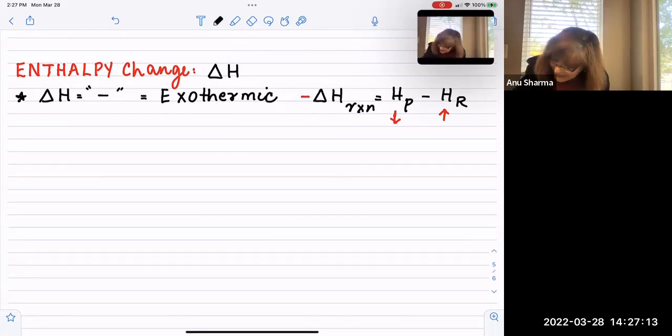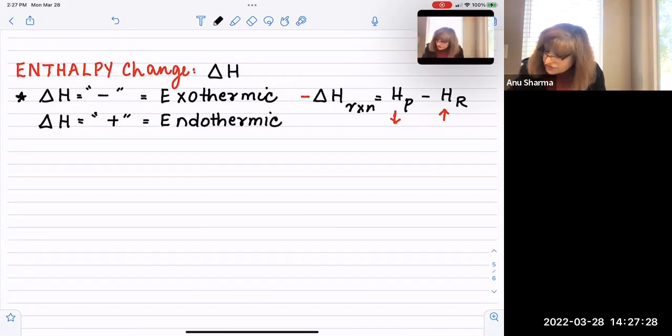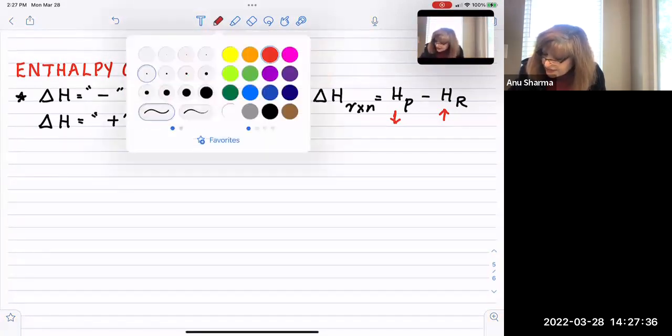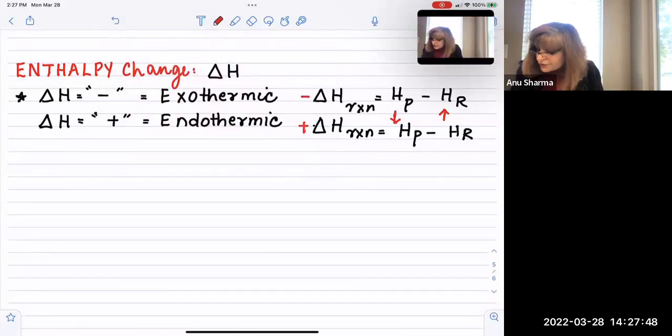Okay, anyways, so here, if the value of delta H is a positive number, that means we are talking of the heat associated with endothermic reactions. So the sign of delta H is positive. That means when you do HP minus HR, the heat of formation of the products minus the heat of formation of the reactants, the products have a very high heat and the reactants have a low heat.